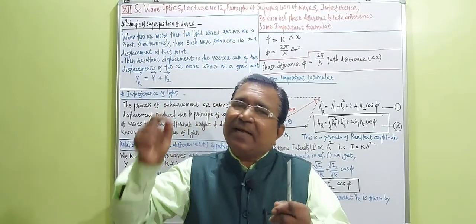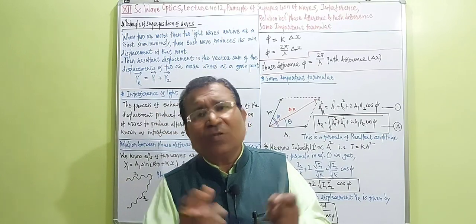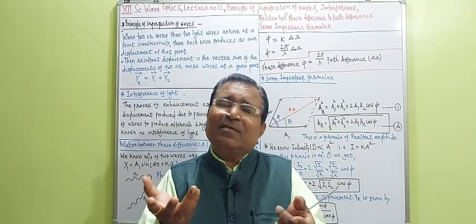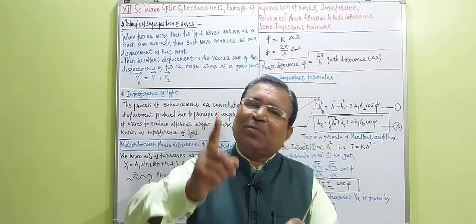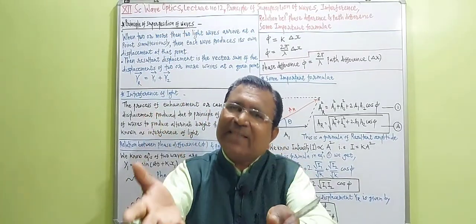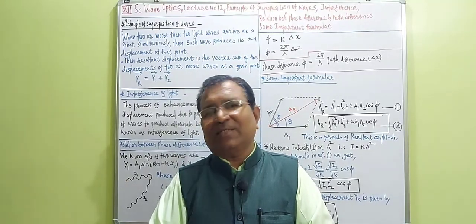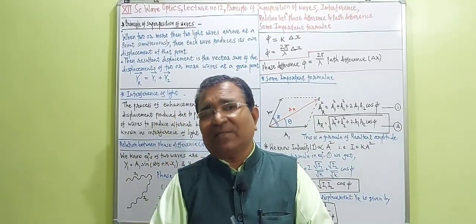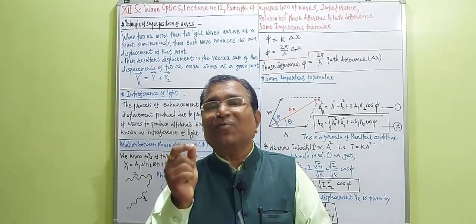This alternate enhancement and cancellation: if the displacement is increased, then we get a bright point. If the displacement at that point is decreased, we get a dark point. So the process of producing alternate bright points and dark points due to the principle of superposition of waves, we call it interference.